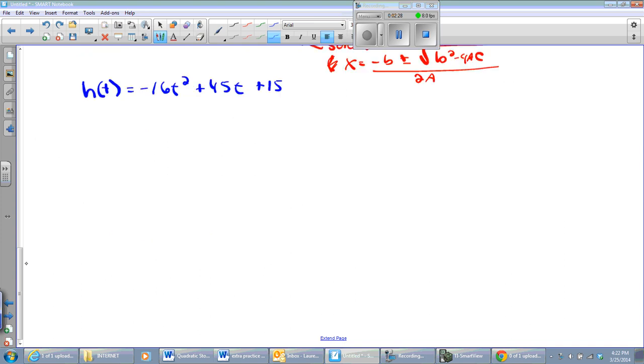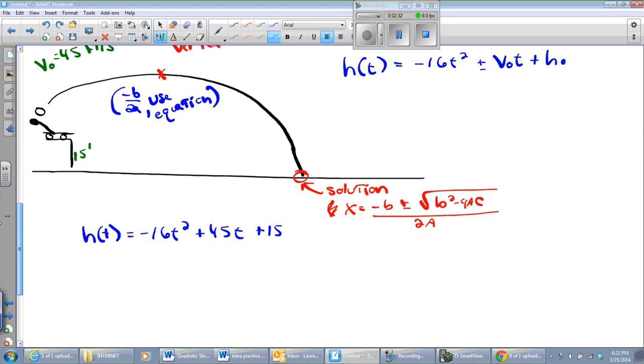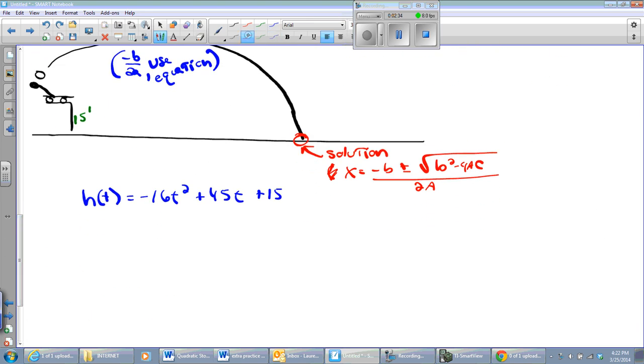All right, let's go back and see the questions now. How high will the ball go? There you go, the vertex. So I'm going to find the vertex. So I'm going to do t equals the negative of b over 2a, which ends up being 45 over 32.